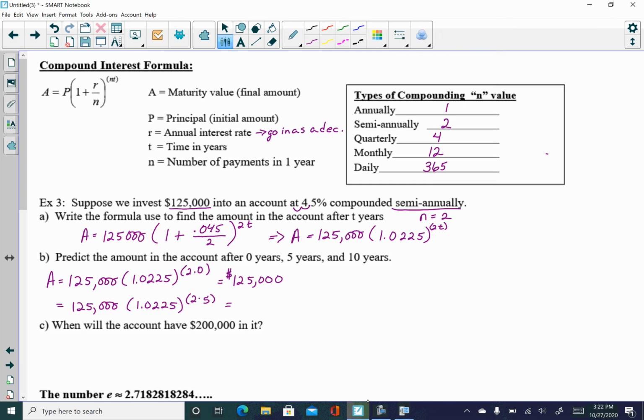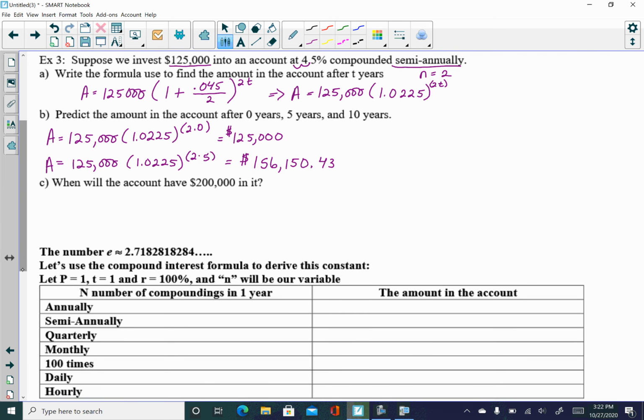Okay, so if I go back to our notes, then I would say here, okay, well this would be 156,150.43. Okay, I encourage you to do it for the 10 years. You're just repeating that same process. I'm just plugging in 10 for t. Lastly, here in part C, it wants to know when will the account have $200,000 in it. So we know our function. So we want to know when is it going to have 200,000 in it. So 200,000 is your final amount. That's your A value.